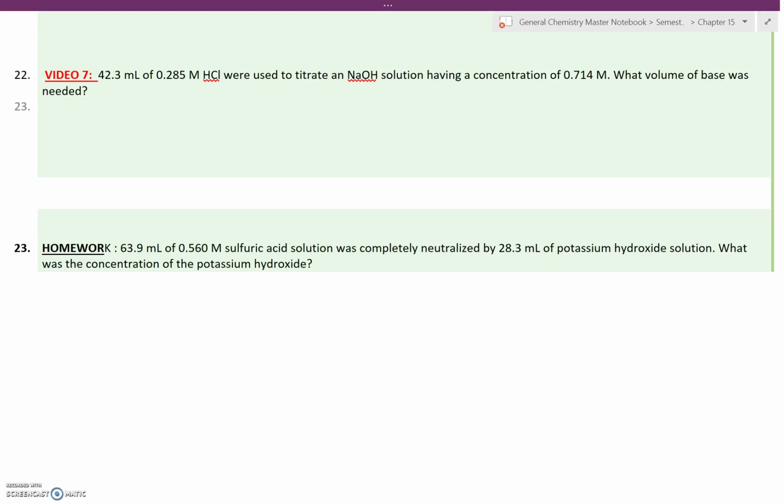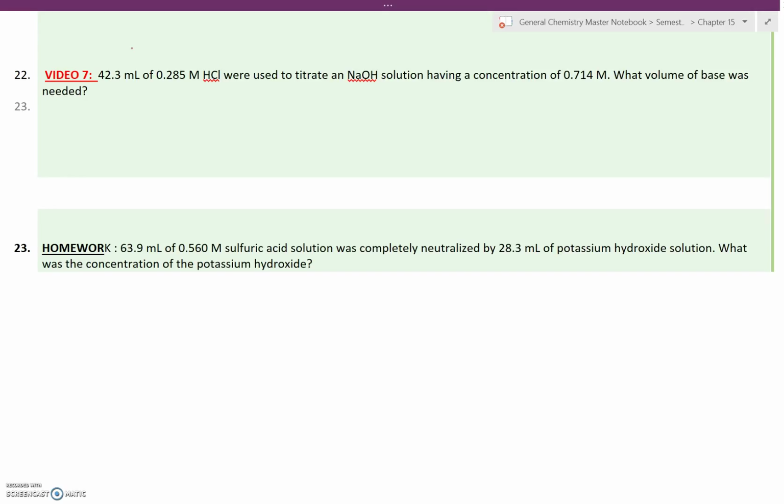Now this one's all about titrations, and so let's run through it. 42.3 milliliters of 0.285 molar HCl were used to titrate an NaOH solution having a concentration of 0.714 molar. What volume of base was needed?